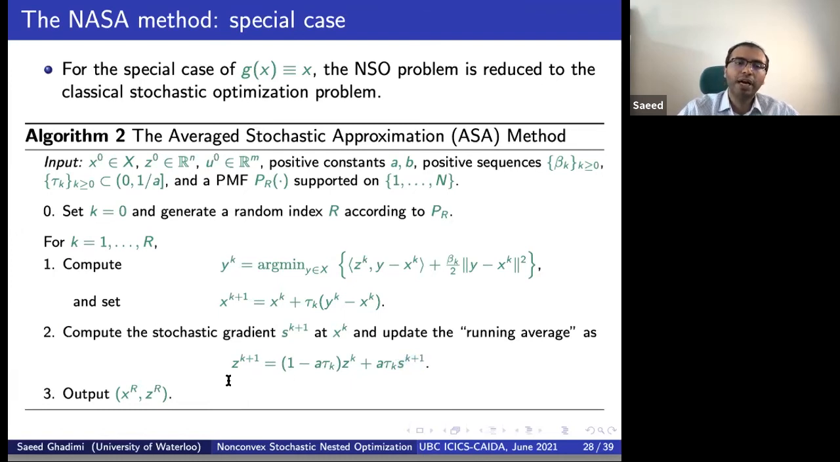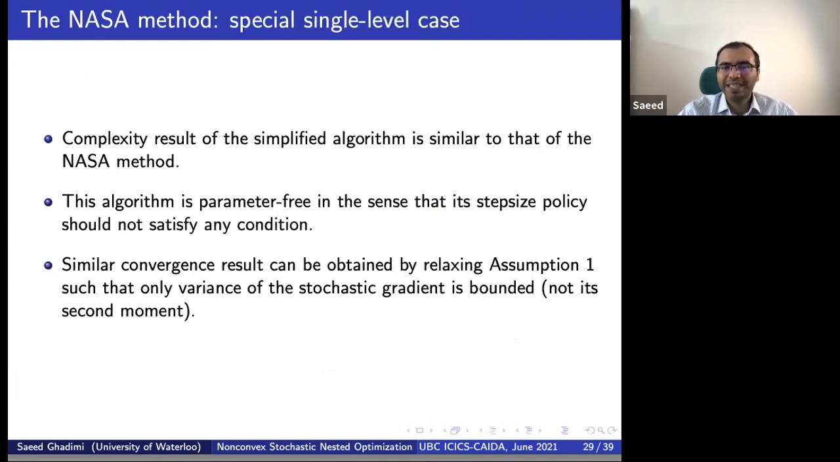And there is no need to have a sequence uk to track the value of the inner function because it's a deterministic function and we know the function value. So similarly, we can show the same convergence rate for this algorithm for the single level problem and recover the 1 over epsilon to 4 complexity bound. And if we assume that the second moment is bounded, then this algorithm is actually parameter free in the sense that we can just set the step size policy beta k to any positive constant. There is no condition on beta. And as I mentioned, we get the same complexity bound.